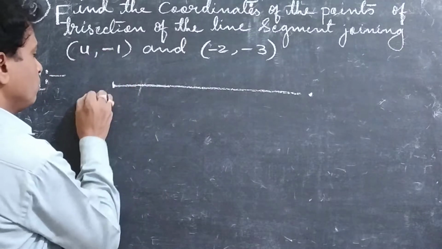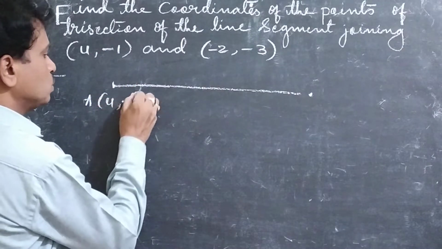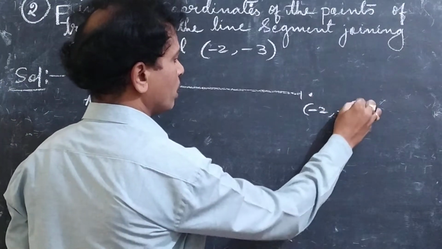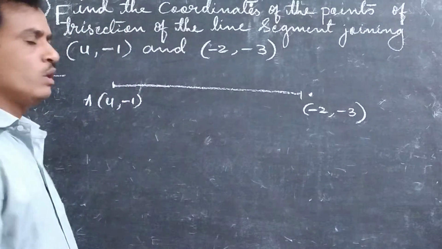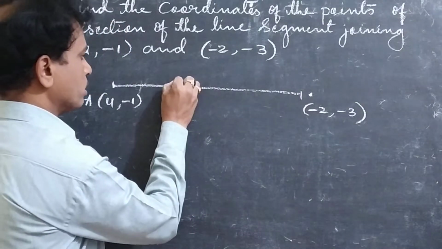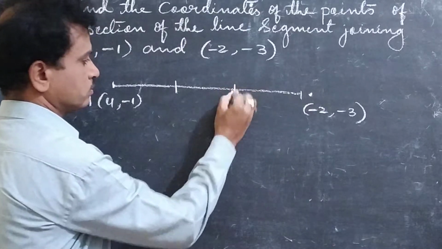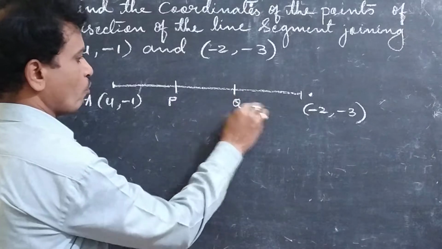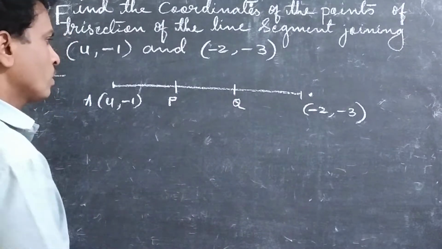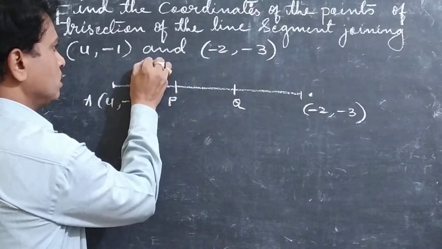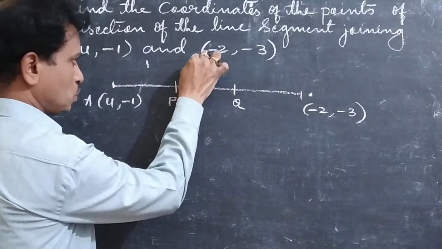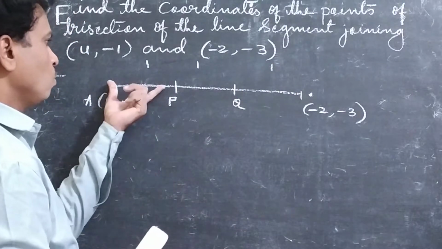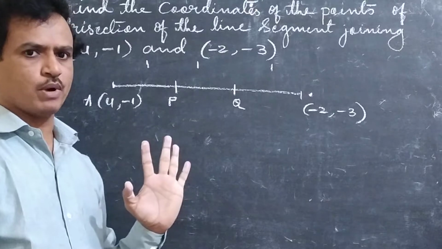Here point A will be (4, -1) and this point is (-2, -3). Now trisection means we should make three parts. Okay, point P and point Q. Each part we write as 1 only: 1, 1, 1 — totally 3 parts.